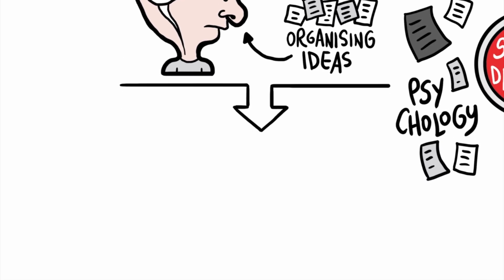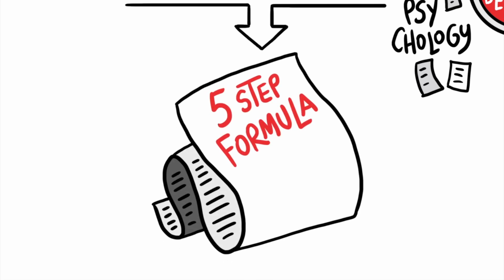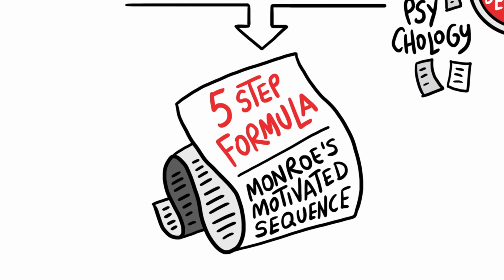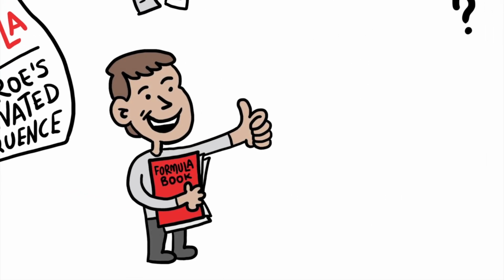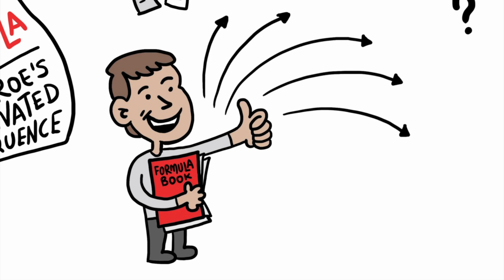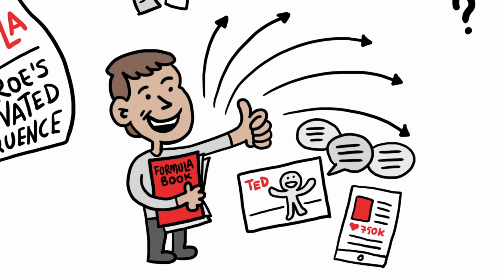With this simple idea, Monroe invented a new 5-step formula to structure a speech. The method became known as Monroe's motivated sequence. His students used this new approach, and their speeches were instant hits. His idea spread, and his speech-making formula is now the most popular way speech writing is taught in colleges worldwide. It's also what makes the best TED Talks, social media posts, and world-changing speeches stand out and change minds.